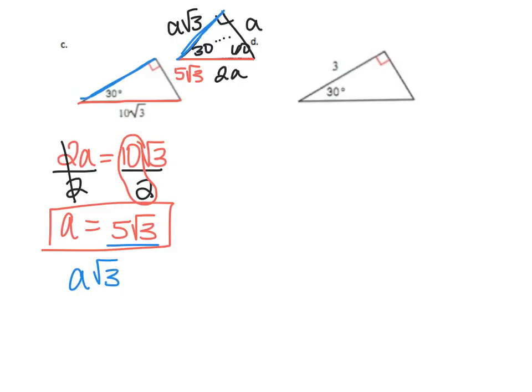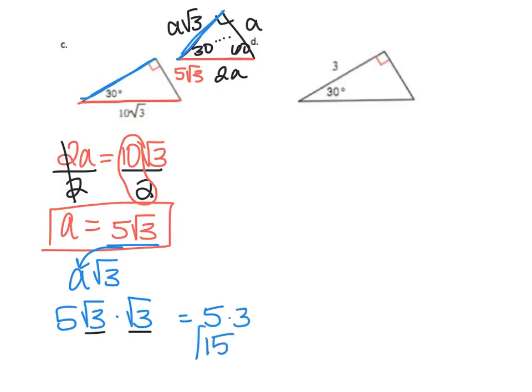So if I know a is 5 root 3, I'm going to substitute that in. So that's a. Then I got the root 3 from the ratio. So again, I can multiply roots together. Root 3 times root 3 is just 3. So really this is 5 times 3, which is 15. So one side of that triangle is 15, the other side is 5 root 3.